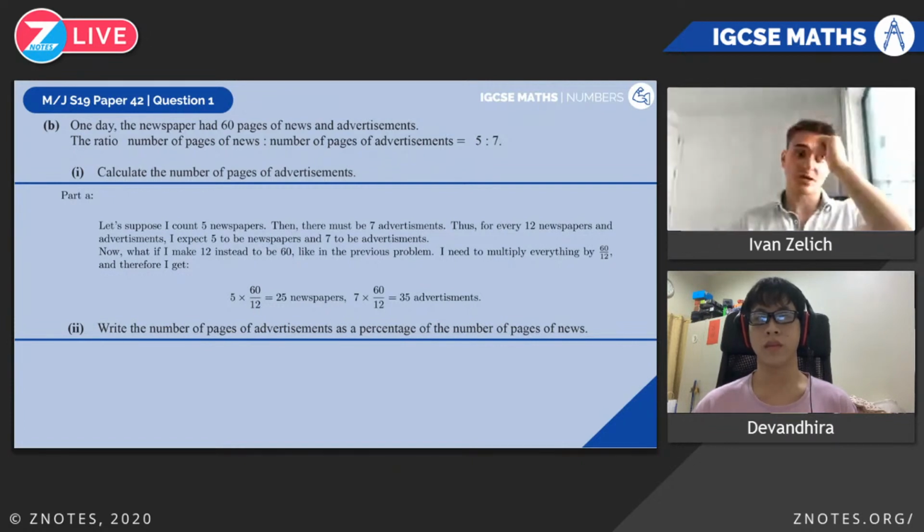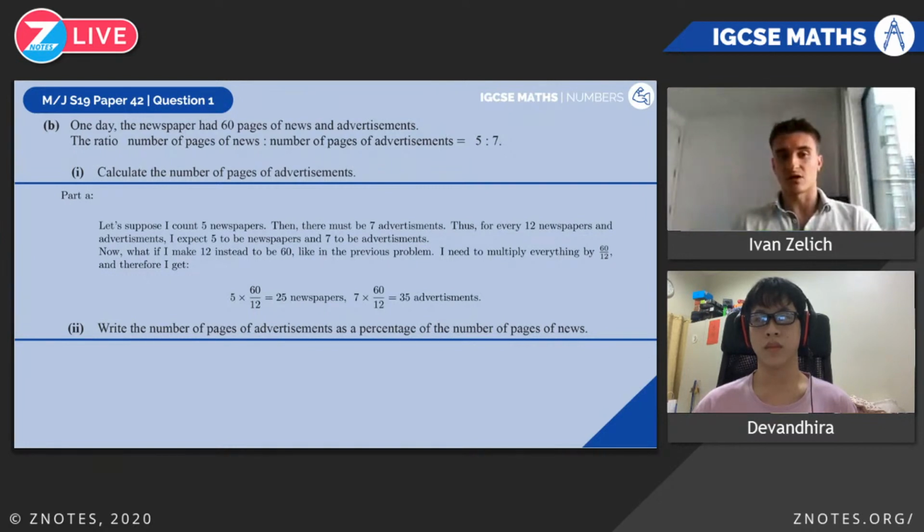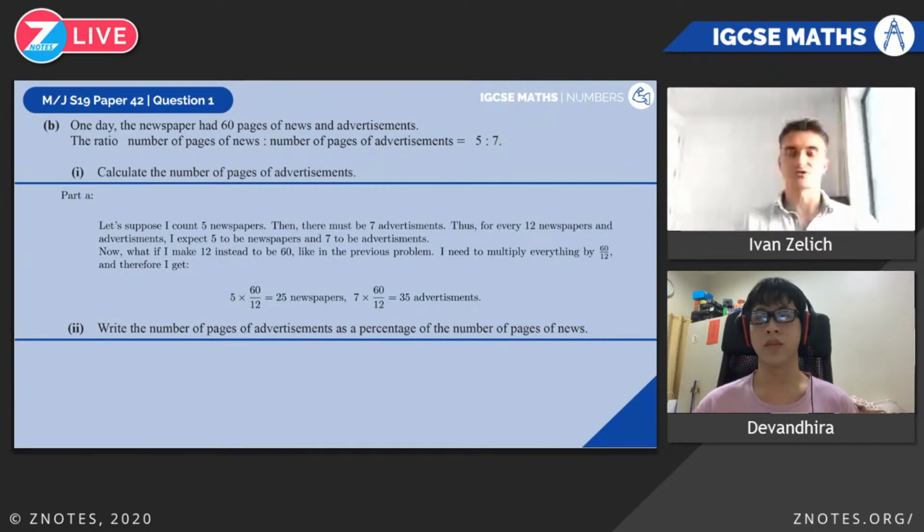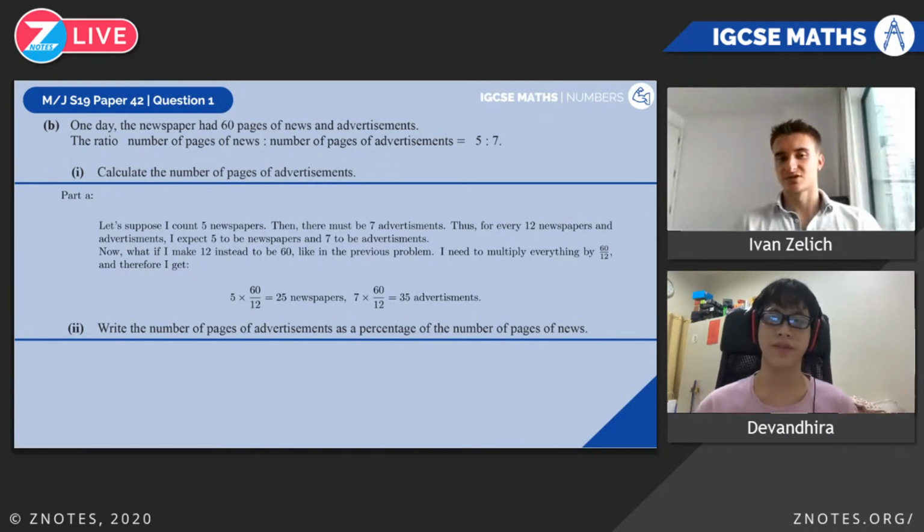And when we do that, the number of newspapers would be 5. So 5 times 5 is 25. That's how many is in 60 pages. And then 7 times 5 would give you 35 advertisements. How does that sound, Devan? Yeah, that makes sense. Cool.